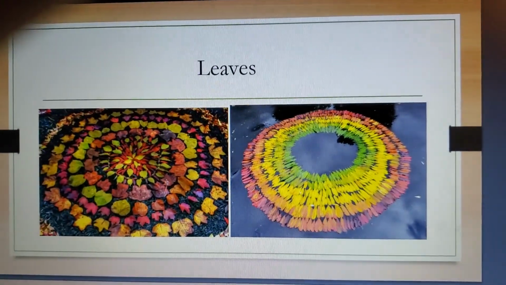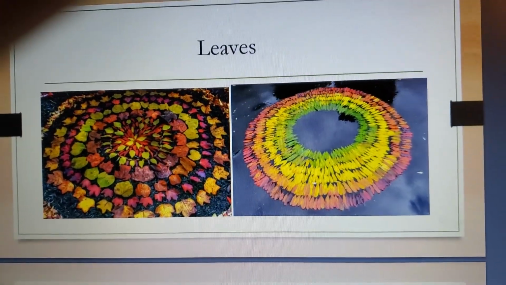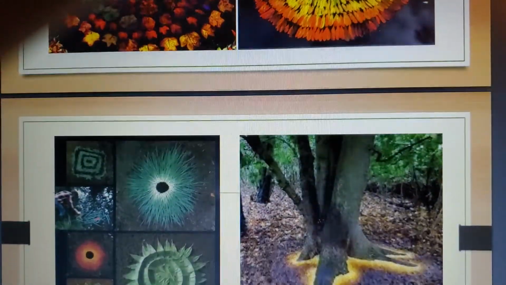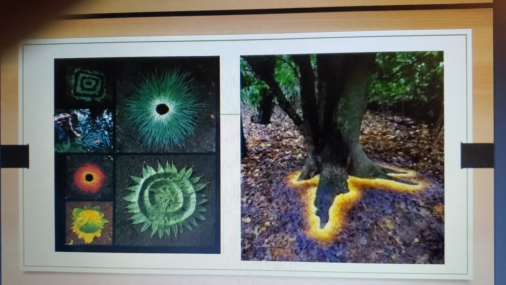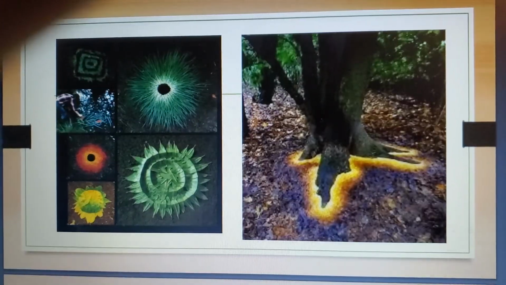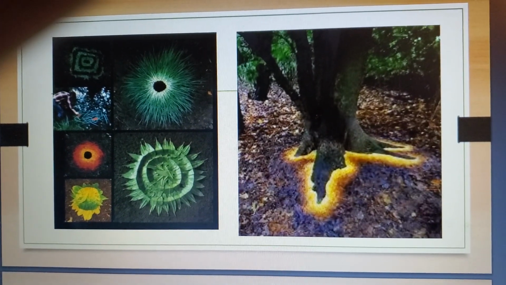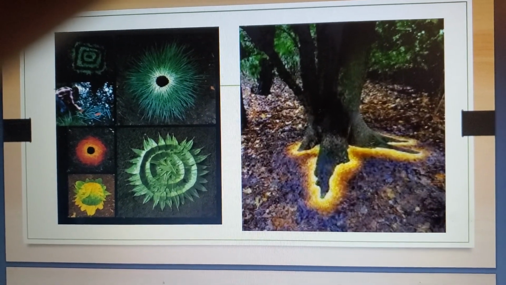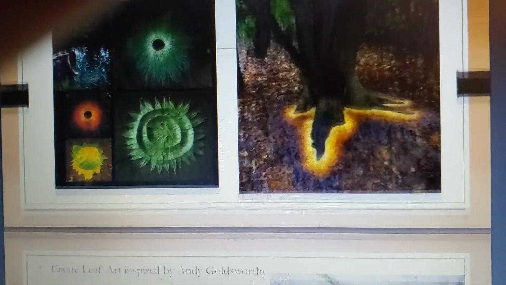Here's some of his ideas with just leaves and colored leaves. Different grass and leaves around the tree roots. Bamboo or grass floating on top of water.